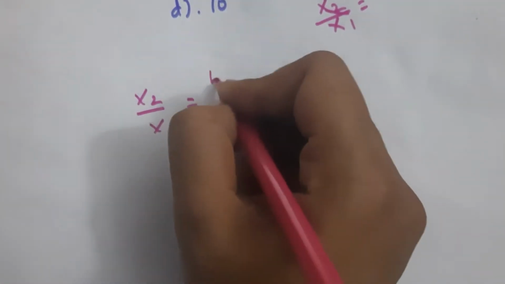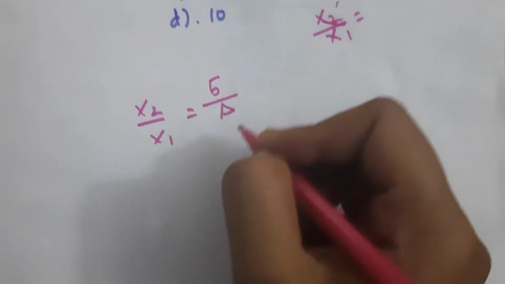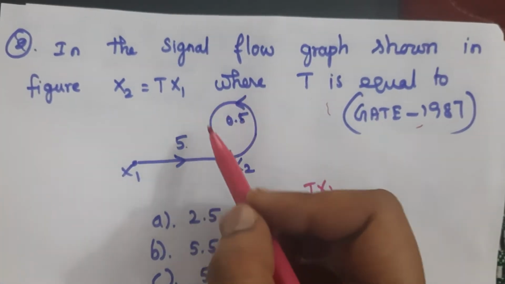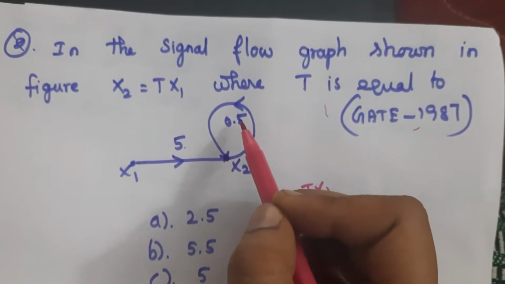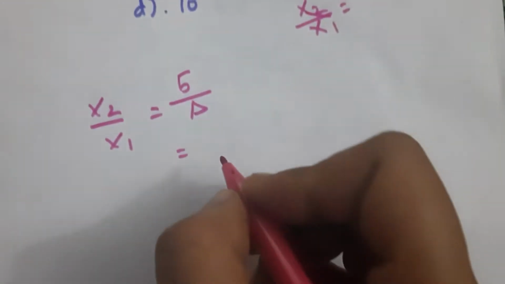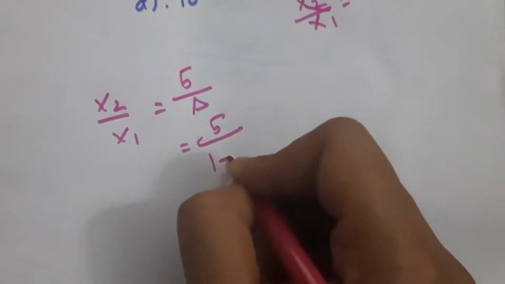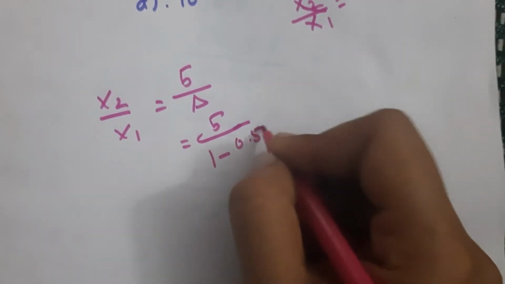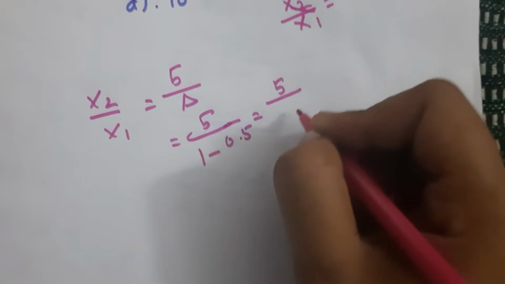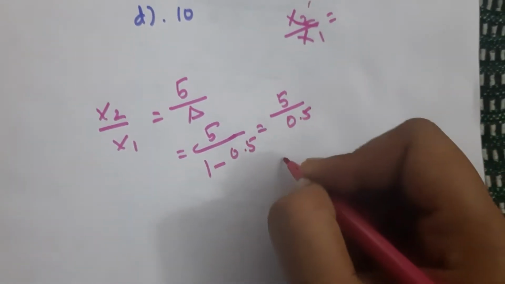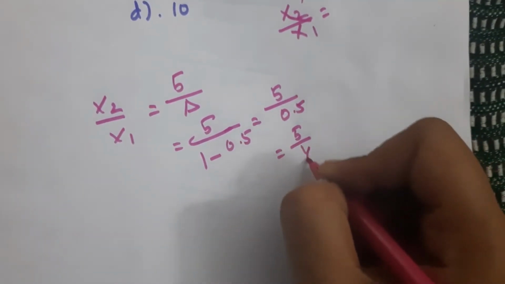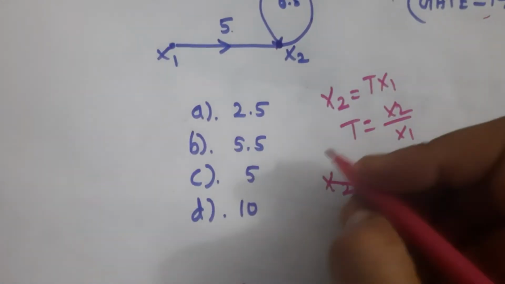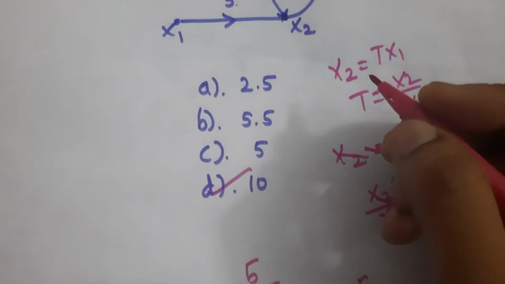So the value is 5 divided by del, and del here has only one loop, that is equal to 0.5. So del becomes 1 minus the sum of individual loop gain, that is equal to 0.5. So here the answer is 5 divided by 0.5, that is 5 divided by 1 by 2, which is equal to 10. So the answer is D, 10.